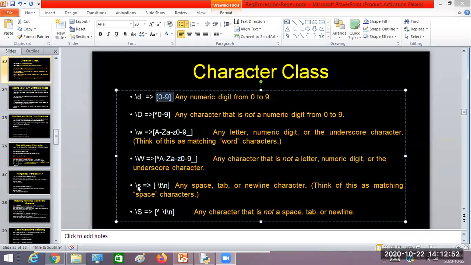Then similarly, to match spaces, like a single space pressed by the spacebar, or a tab which is continuous 8 spaces, or backslash n which leaves some spaces at the end of a line, the new line, if you want to match those, you can use backslash small s for space. Any space, tab or new line character can be matched with small s. Likewise capital S, if you use the capital S, then it is other than space, which may be a single space or a tab or new line.